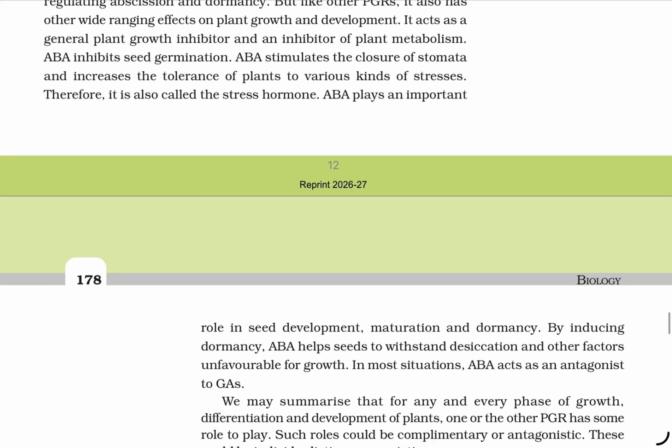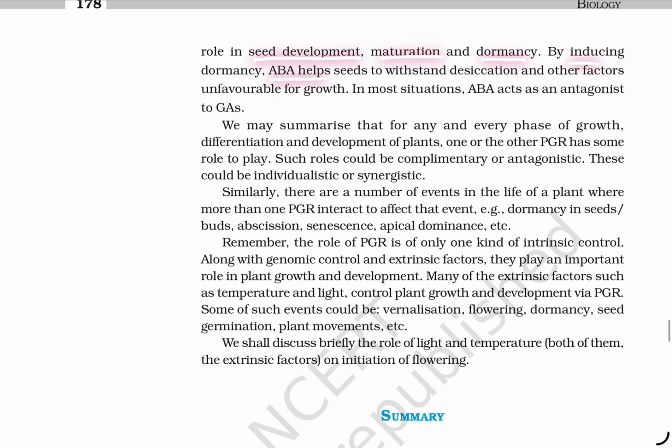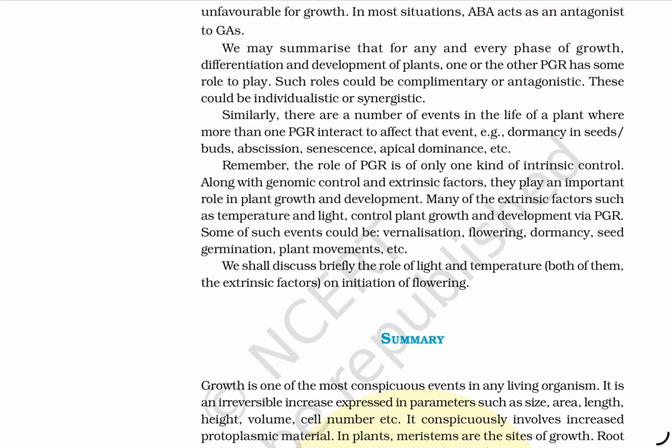Abscisic acid plays an important role in seed development, maturation and dormancy. By inducing dormancy, abscisic acid helps seeds to withstand desiccation and other factors unfavorable for growth. In most situations, abscisic acid acts as an antagonist of GA, the gibberellins.